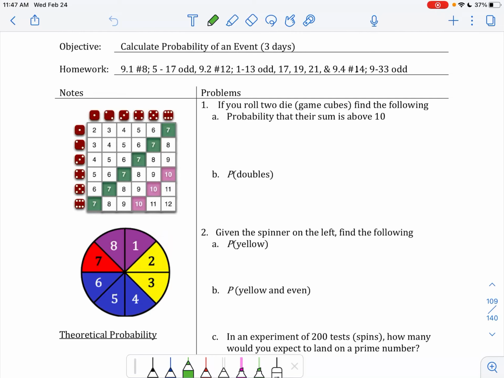Hello all, and welcome to your next week in your new unit. We're going to start this week by talking about probability. And for some of you, this will be review. For some of you, this will be brand new. It's going to take place over 3 days.